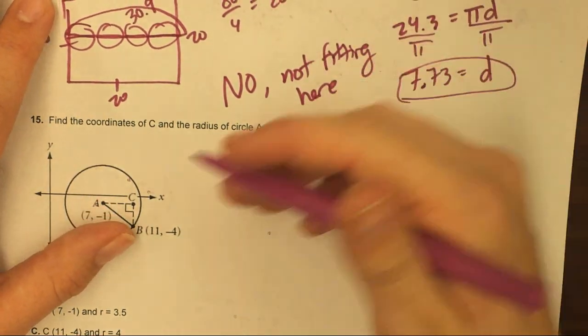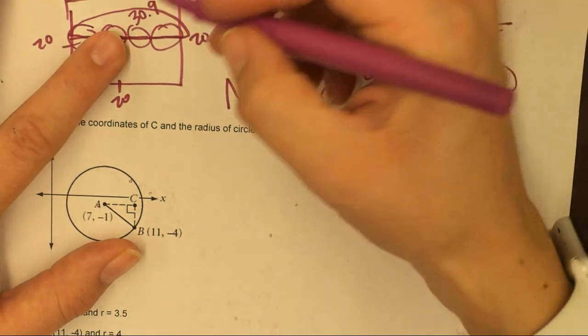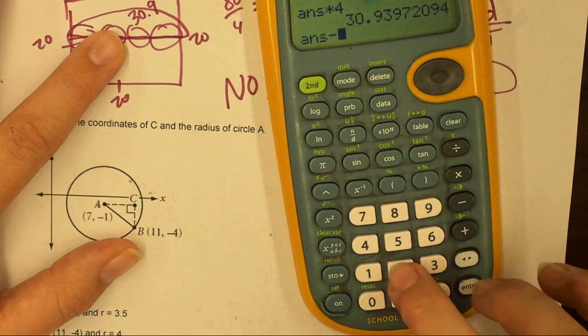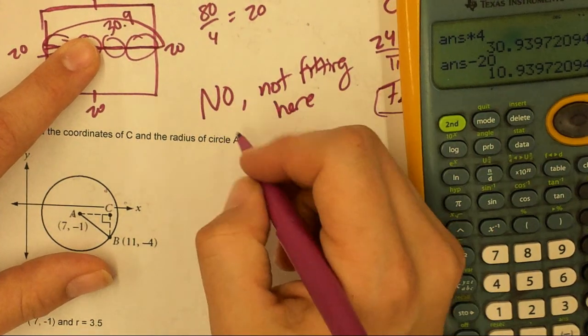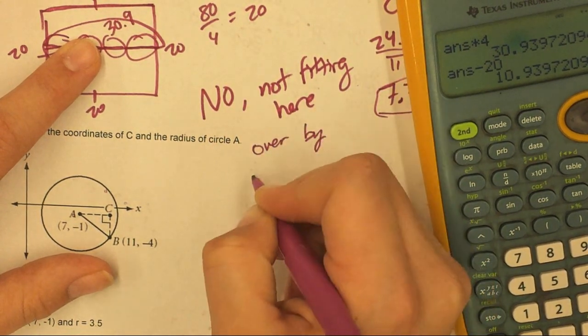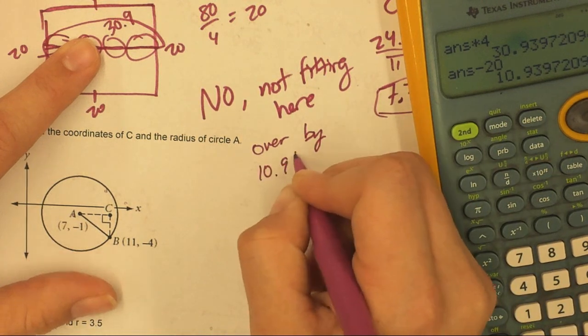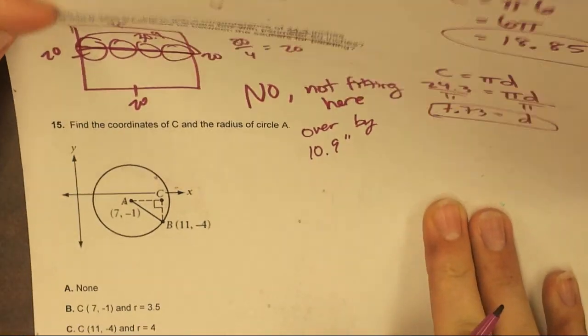If I want to know how much over we went, you could subtract 30.9 minus 20. We're over by 10.9 inches. Rough life.